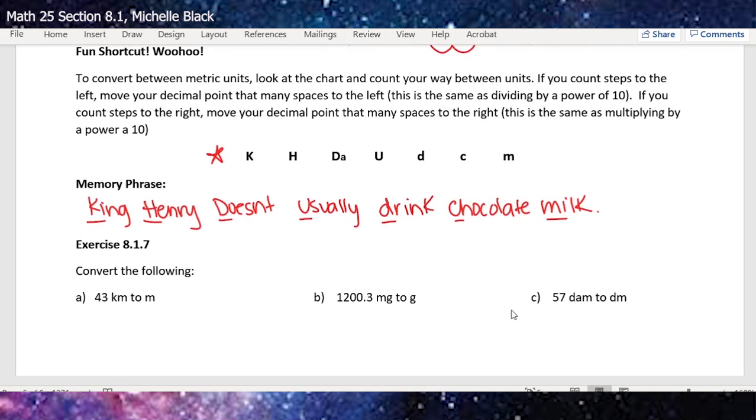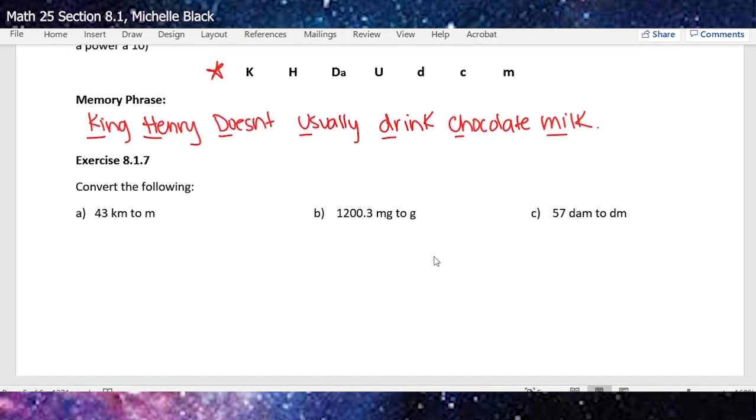Let's use this shortcut trick of just moving by counting the letters in this phrase to convert some of these values. Let's start with 43 kilometers to meters.